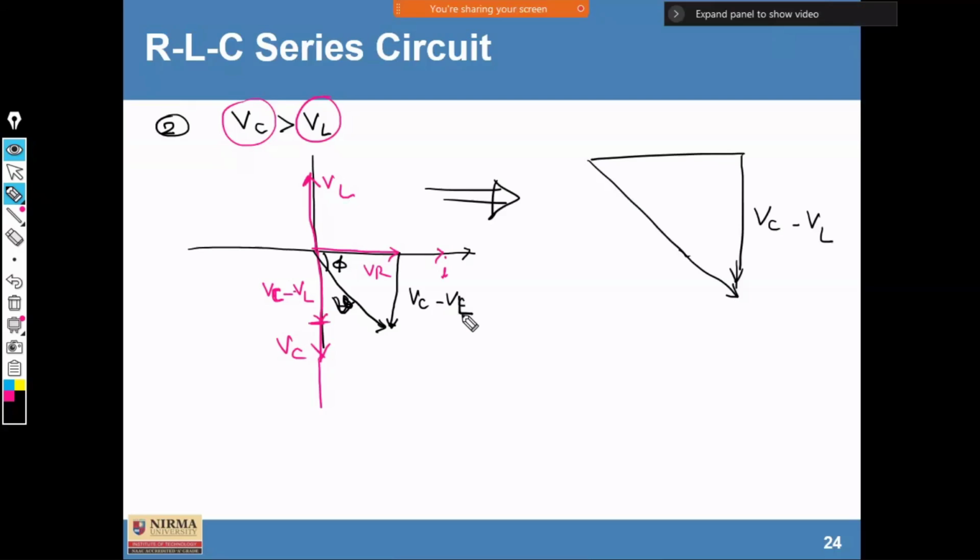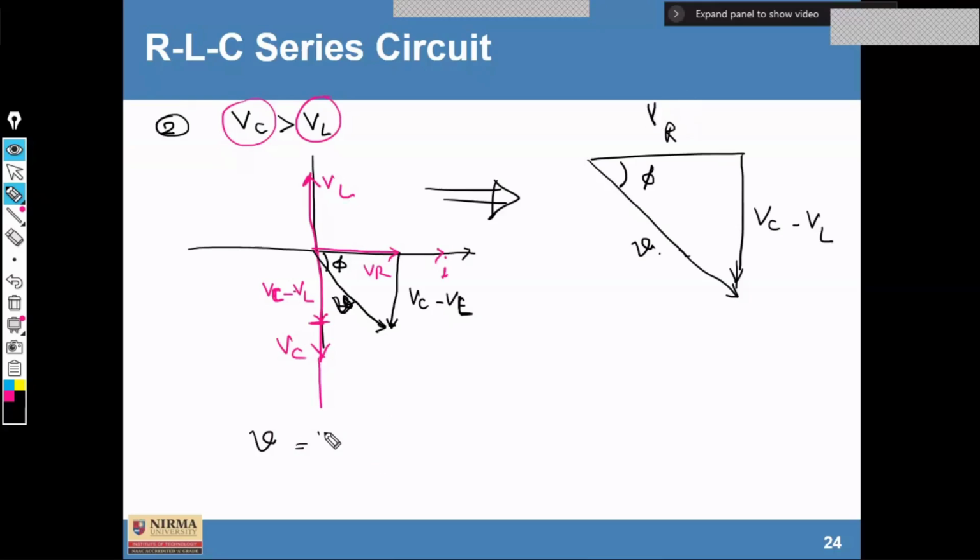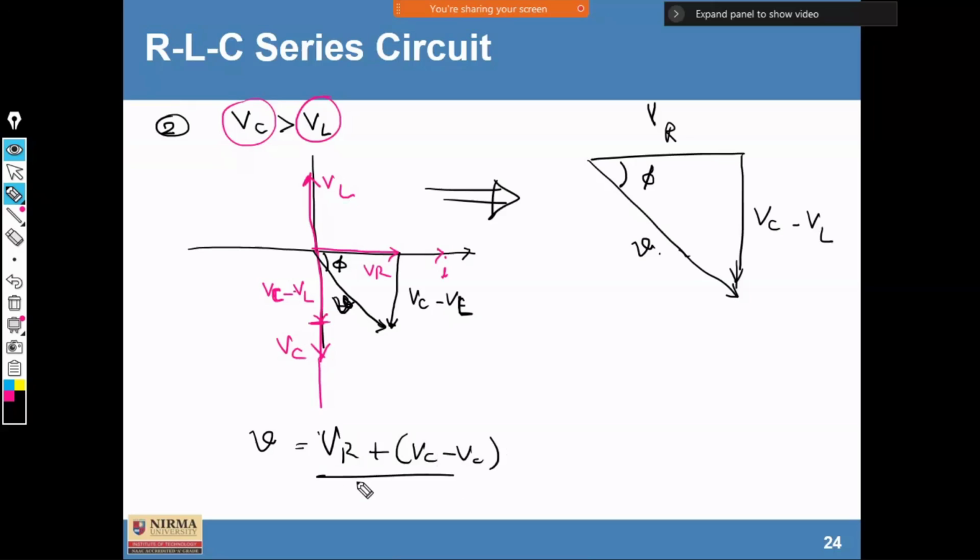This is VL. VC minus VL. This would be VR and angle phi, and this is the voltage. So we can write an expression of voltage: VR plus VC minus VL. That could be the equation. This vector is added to this vector, and finally we get the resultant vector.